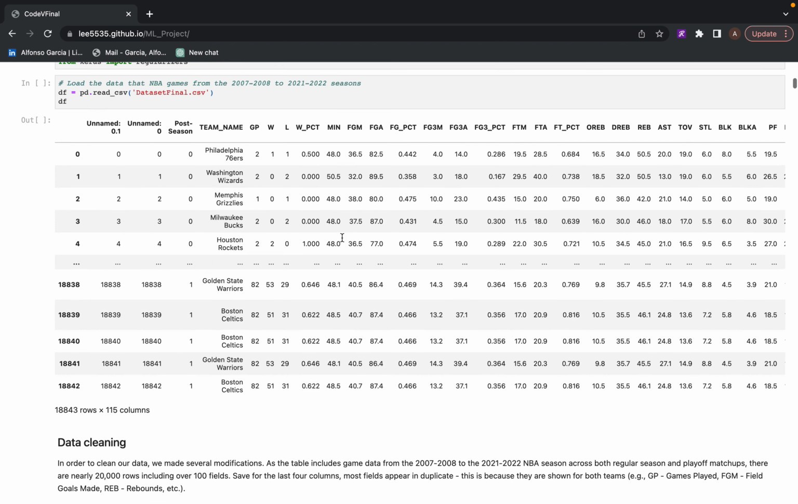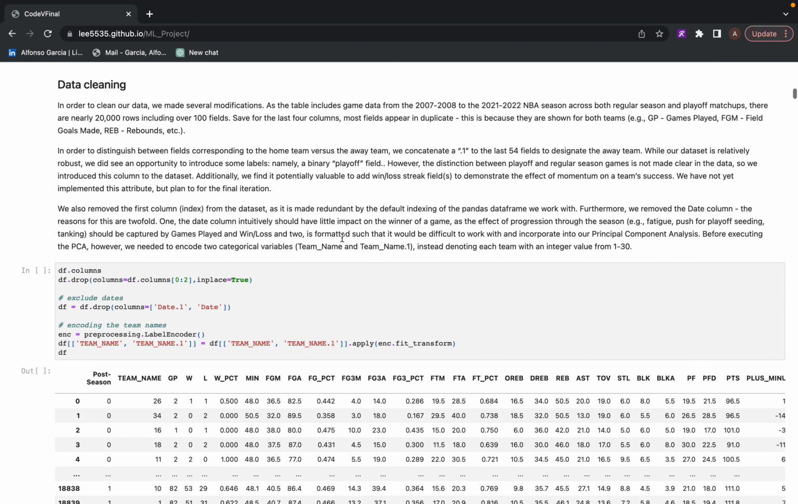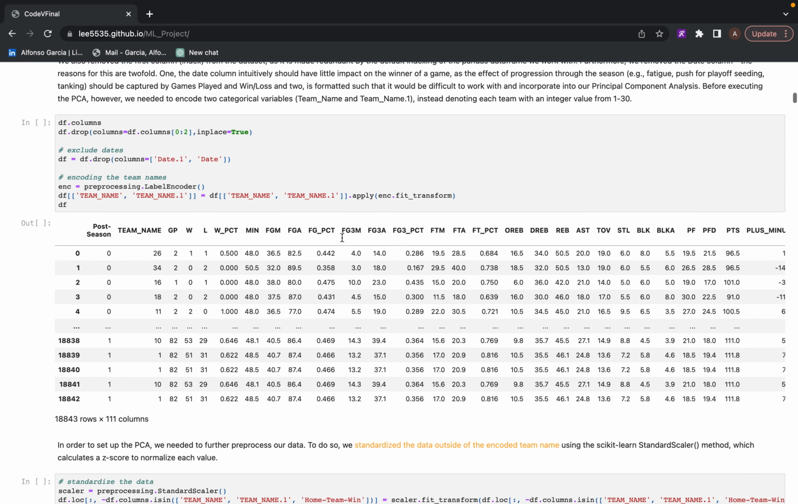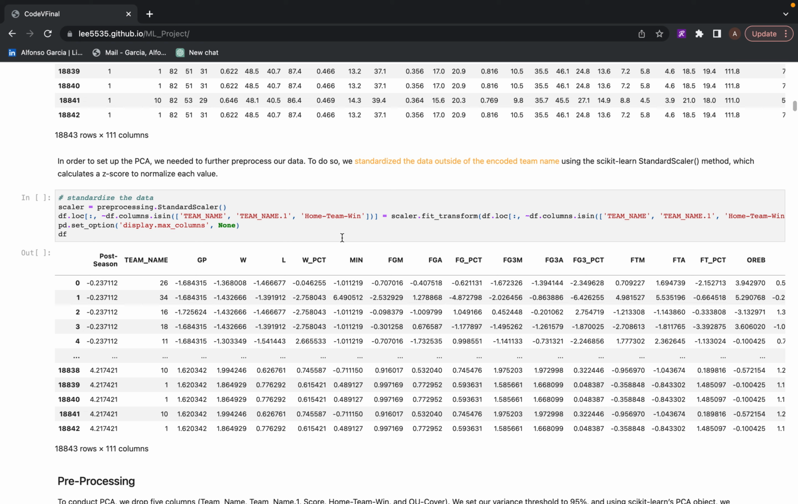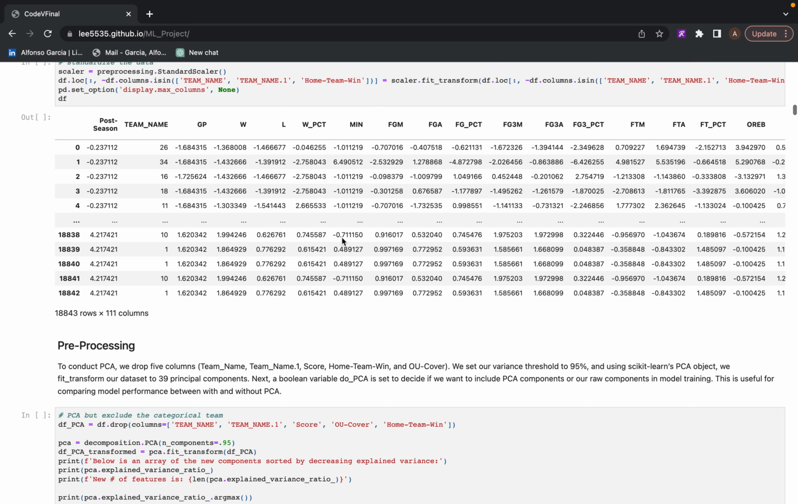Going into some of the pre-processing that we did, we first started by adding some fields. The first of these is a playoff indicator, which denotes whether a game occurred during the postseason or the regular season. We also encoded a team name categorical variable. And then lastly, we created a distinction in the naming between the attributes that were related to the home team and the away team. After this, we decided to standardize the data, which would be very helpful in conducting PCA.